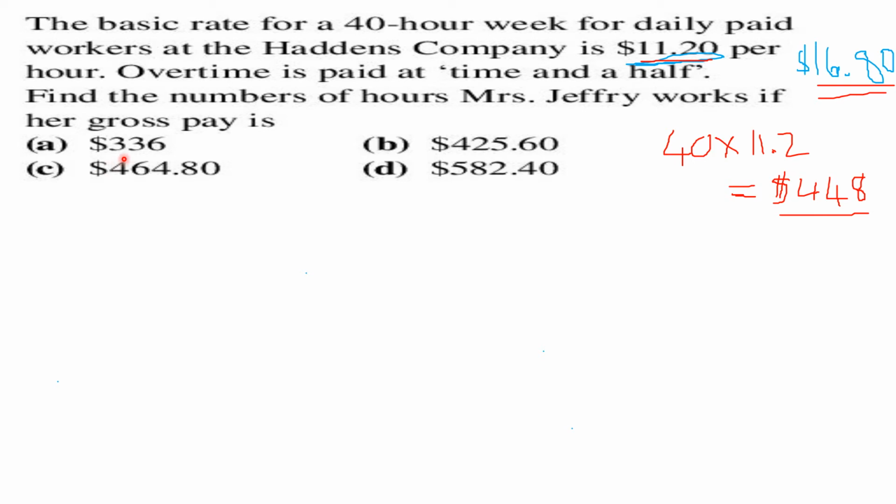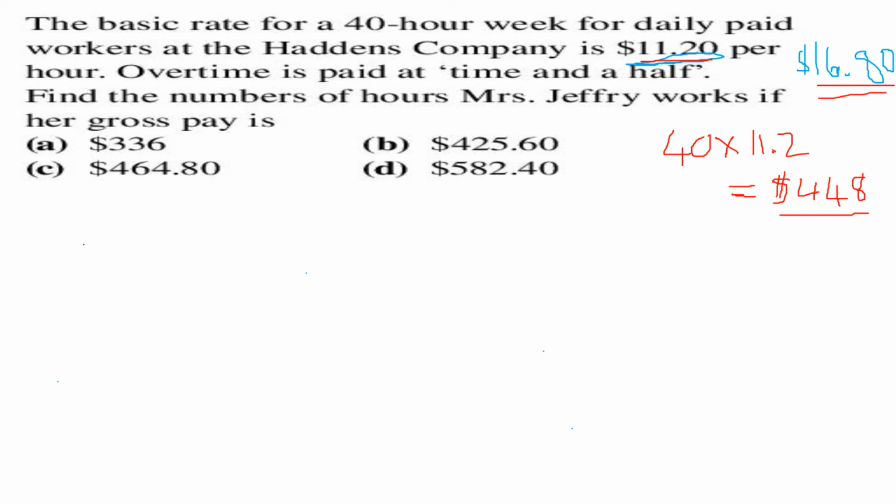That means when she got $336, she did not work overtime. So let's find out how many hours she worked that day. To find that out, we don't even need subtraction, we just do a little division. We divide by our regular rate.